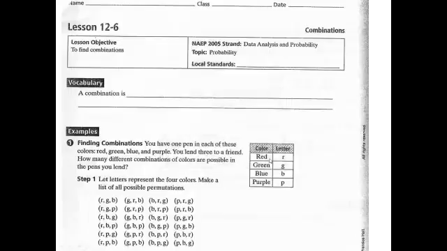Welcome to lesson 12-6 Combinations. Our Indiana Academic Standard is 7.4.5.